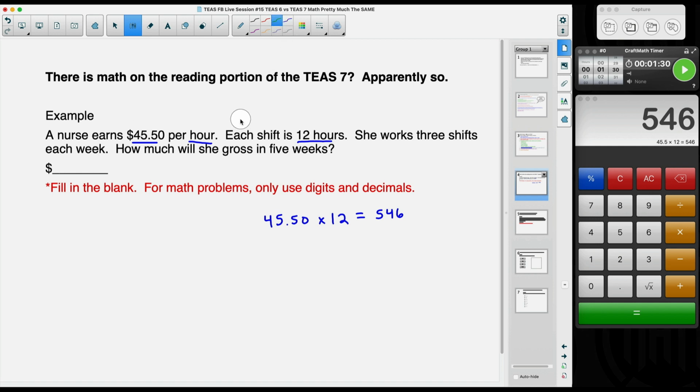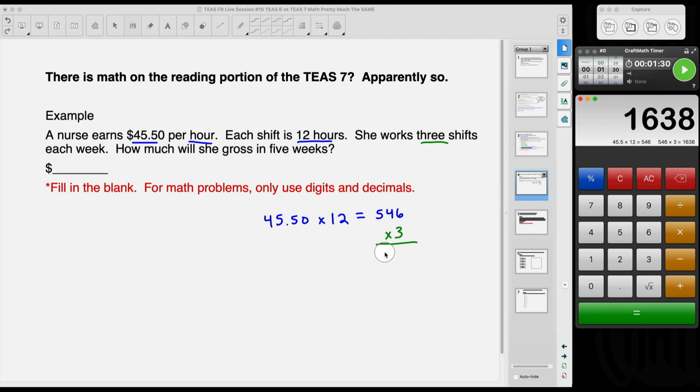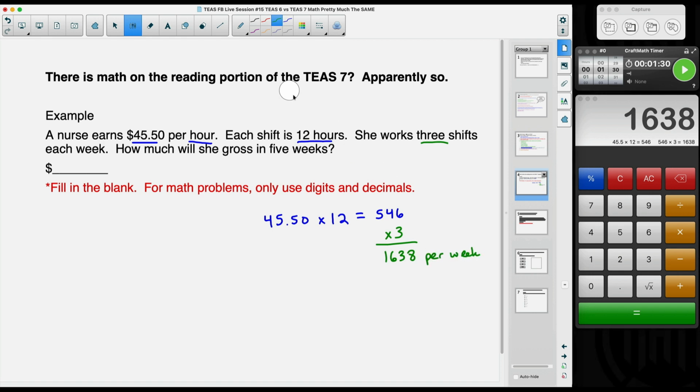Now, she works 3 shifts each week. And we need to take that into consideration. She doesn't work 7 days a week. She works 3 shifts each week. So let's triple this amount. And what this amount right here is going to tell us, she's going to make $1,638 per week. So this is not one of those problems where you do a proportion. It's just knowing why you should be multiplying. So again, this up here was per shift. This is per week. Read the question carefully.